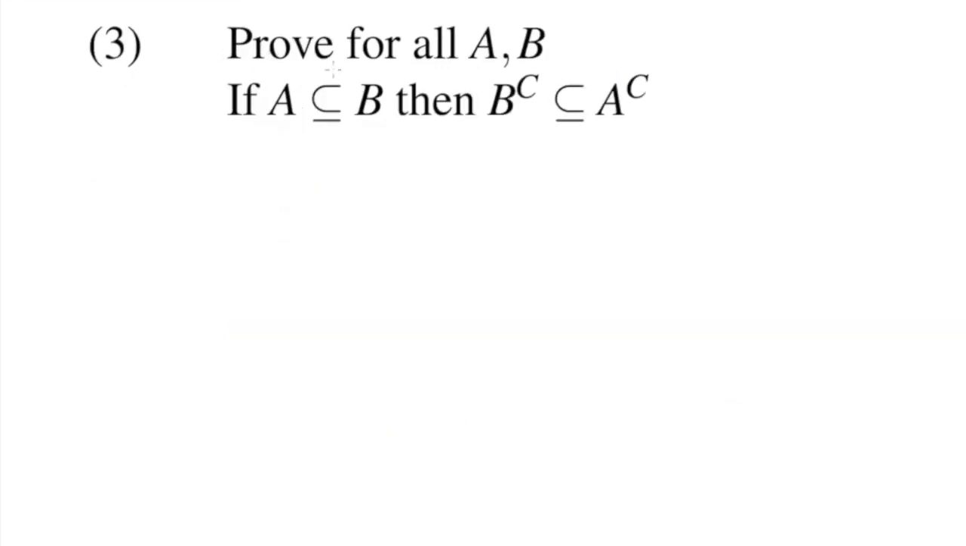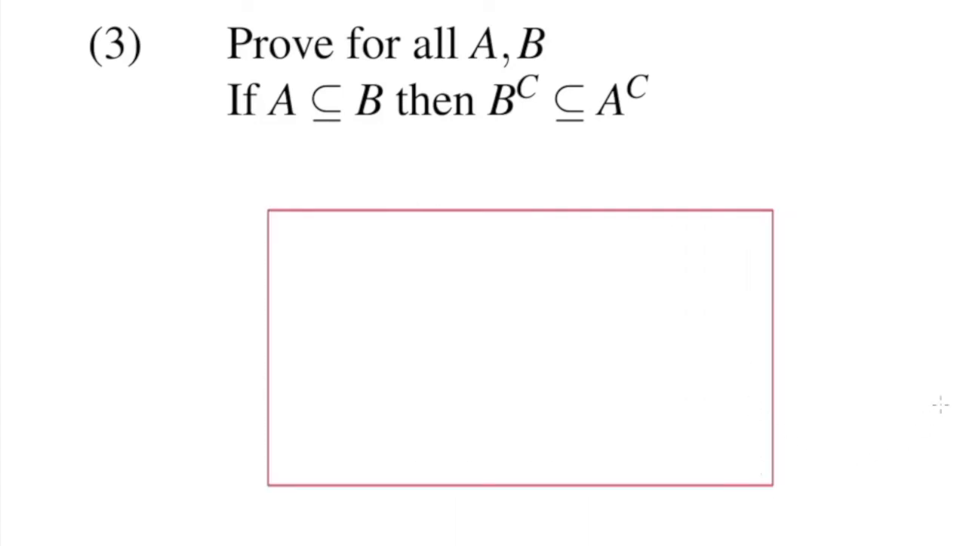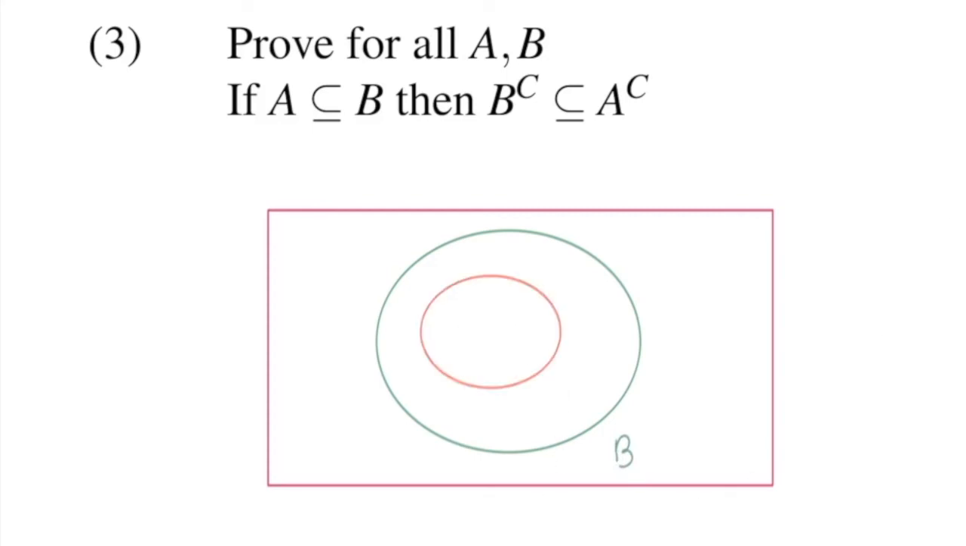Okay, last one. This is asking us to prove that for all A and B, if A is a subset of B, so if A is wholly contained within B, then B's complement is wholly contained within A's complement. If we think of sets like concentric circles, then I think this becomes pretty clear if we just draw a diagram. So let's say we have B, which is this big circle. We also have A, which is this smaller circle.